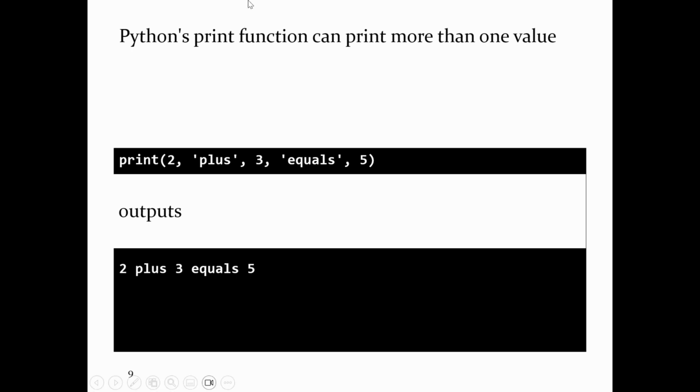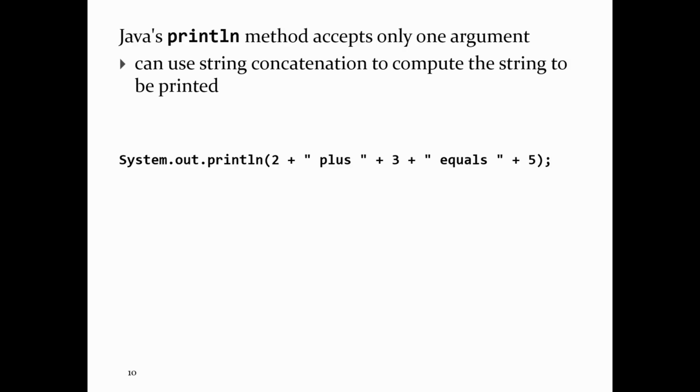So if I wanted to print 2 plus 3 equals 5, there are lots of ways you can write this in Python. One of the ways I'm showing you here: you can separate everything with commas if you like, or you can make it all one string if you like. So that's kind of nice. In Java, again, you can't do that. In Java, the println method accepts only one argument, and that argument must be a string.